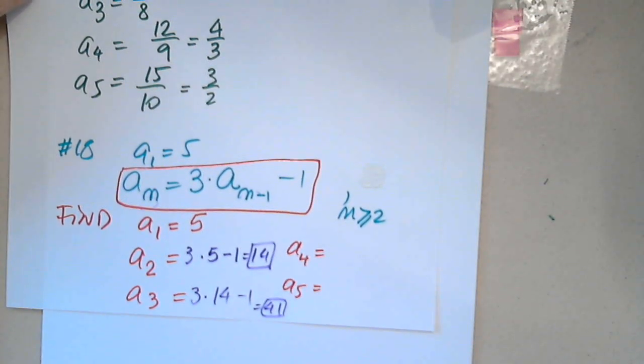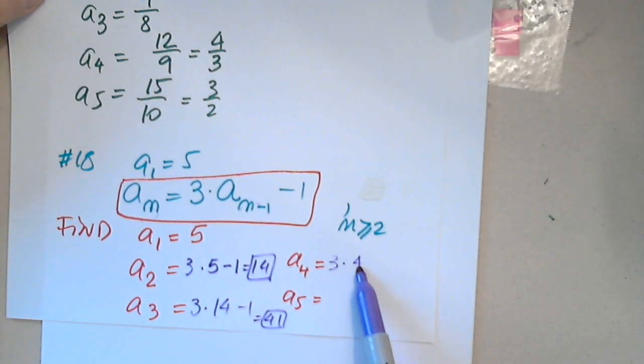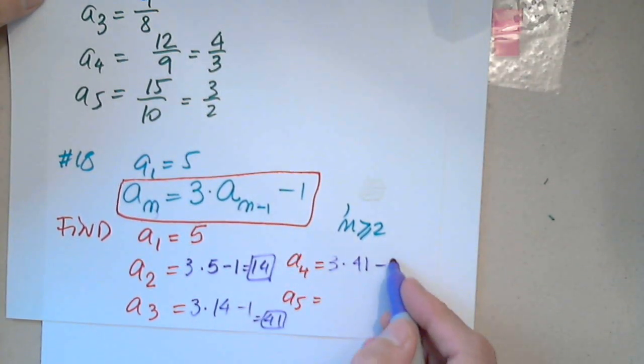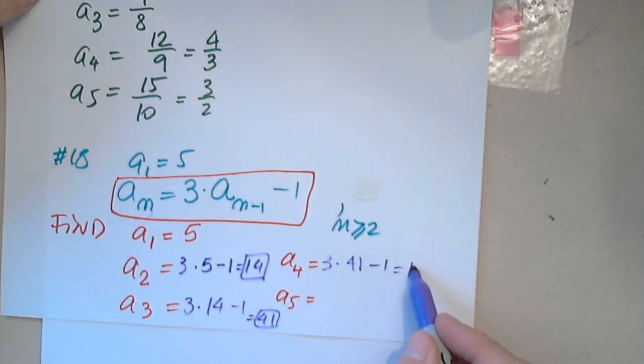How do I get A4? 3 times 41. Very good. Don't forget the minus 1. Excellent. And minus 1. Excellent. Well done. So this is 123 minus 1, 122.